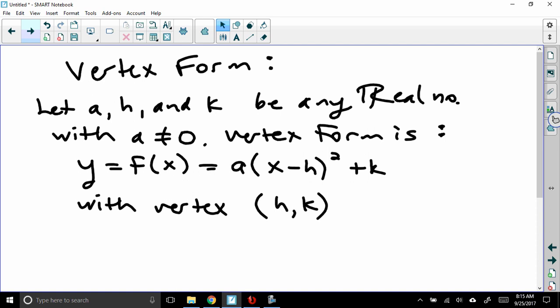When we get through the second section, I'm going to ask you, what's vertex form? What's standard form? List any restrictions. And what I'm talking about when I mention restrictions is that part that says let A, H, and K be any real number. That's part of the restriction. Let A not equal 0, that's also part of the restriction.